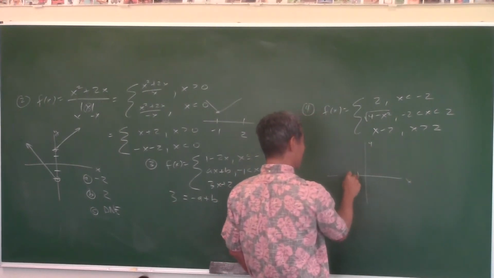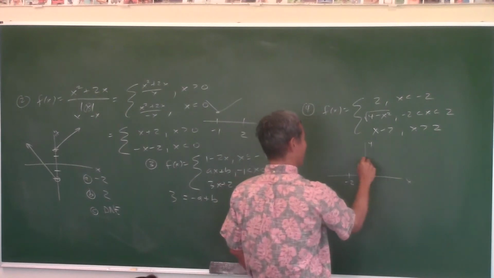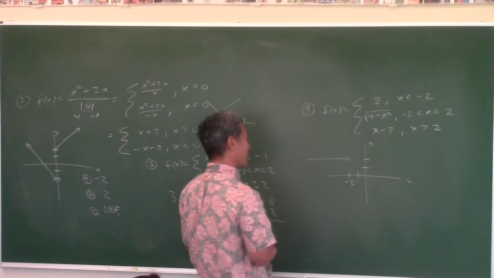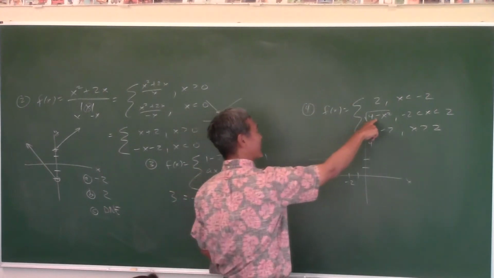Okay, when x is less than -2, the graph is y equals 2, so we just got like a horizontal line like that. And then what's this graph again that keeps coming up?